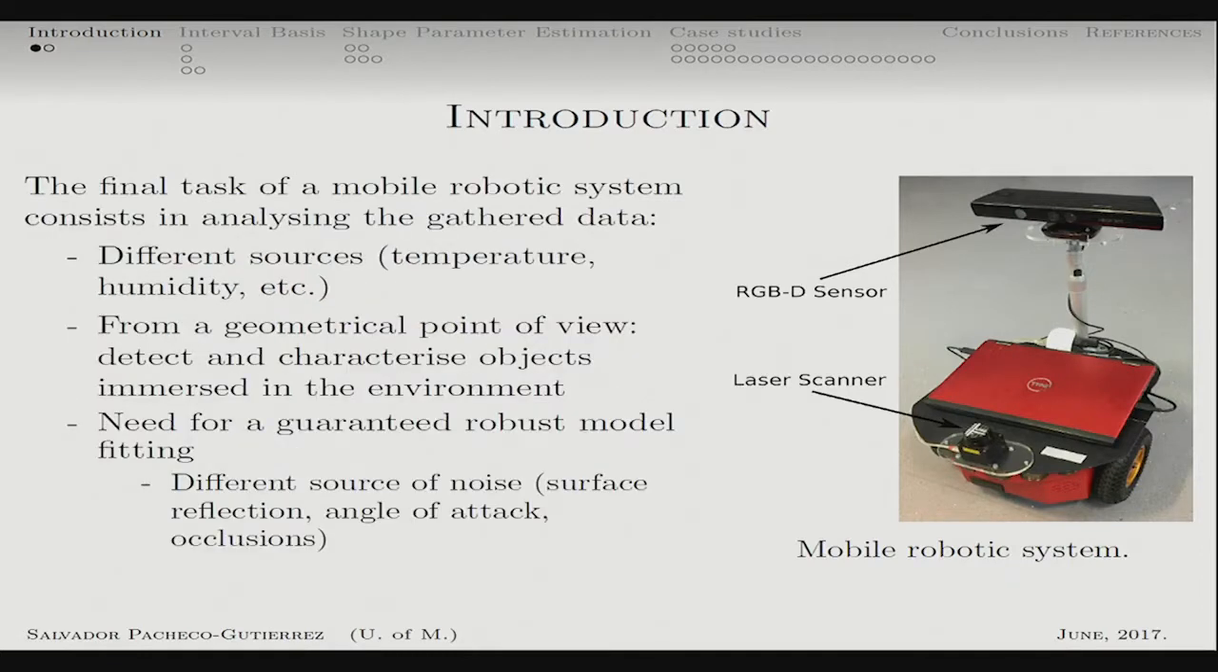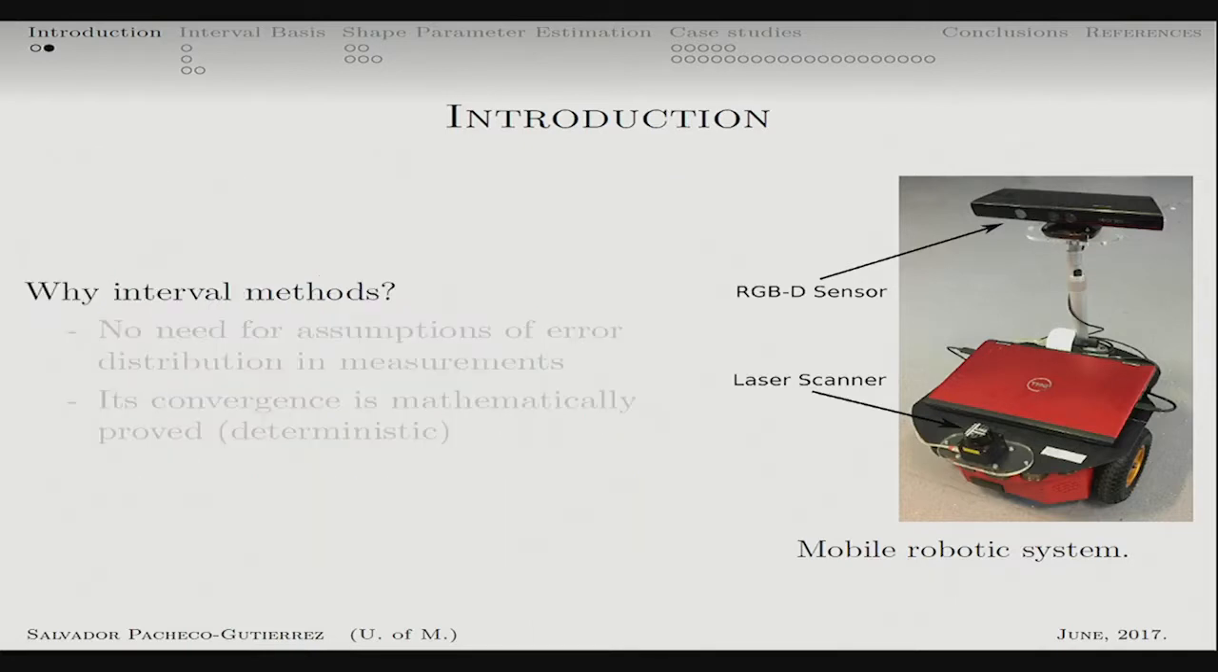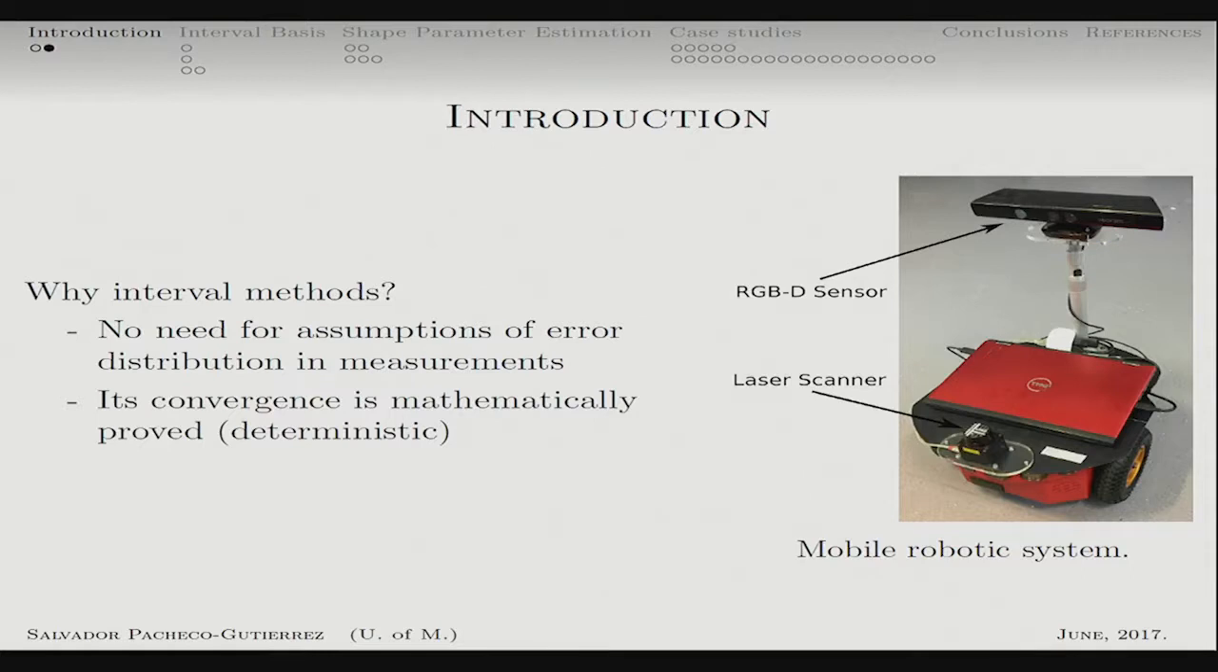There have been some papers related to the modeling of the noise inherent to the sensor, but they still make a lot of assumptions to get this statistical error modeling. This is why we use interval methods: we don't need to make assumptions on the distribution of the measurements when we're getting the information. And it's been proved to be convergent mathematically.